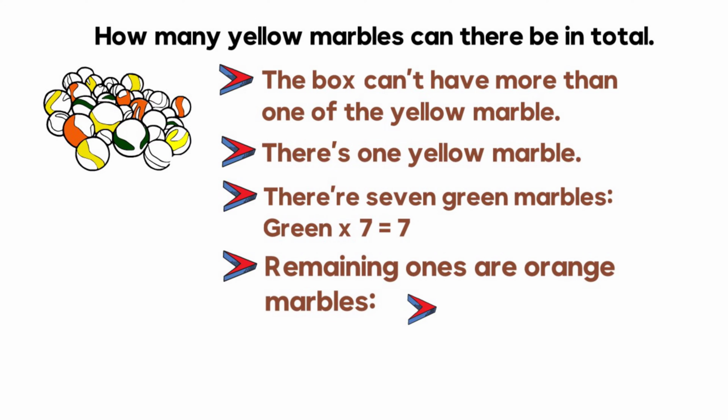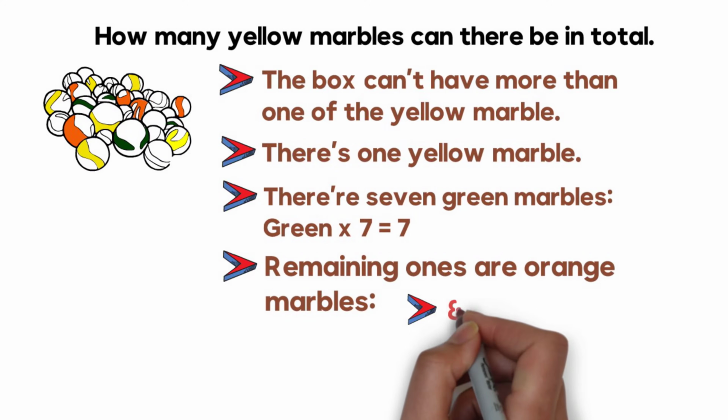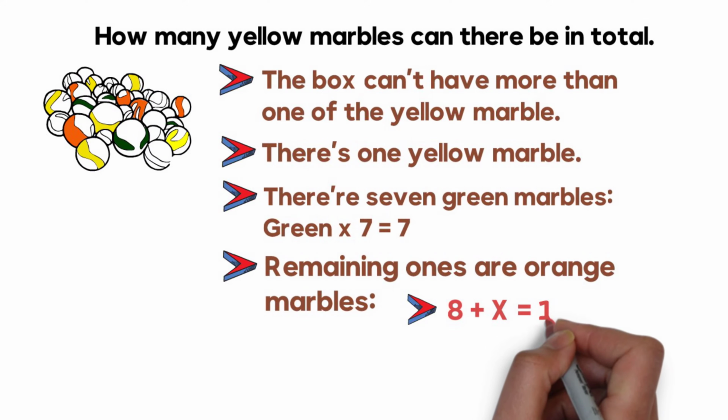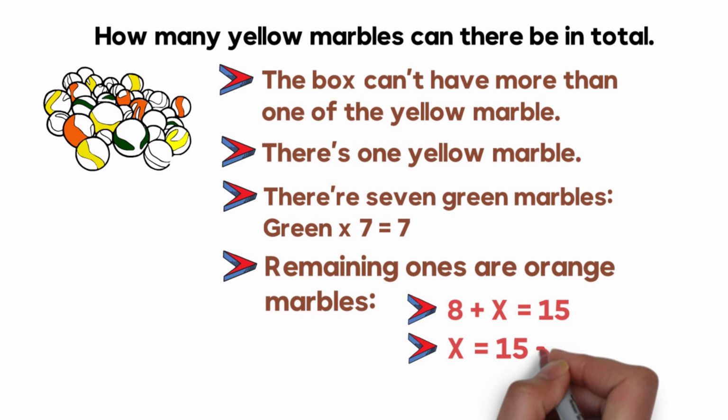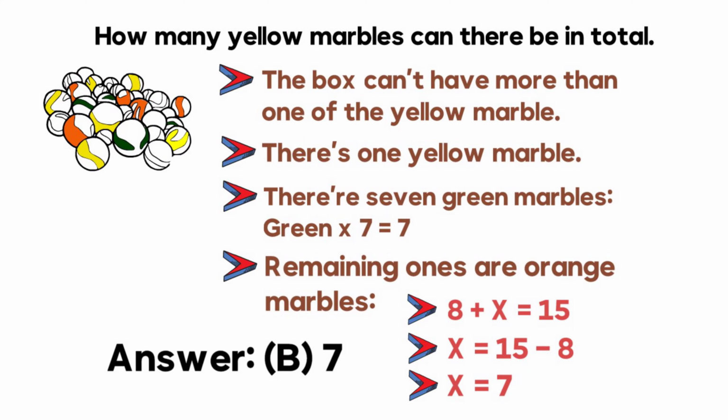And we can easily calculate it by using the formula 8 plus x equals 15. So x is calculated by subtracting 8 from 15. The x equals 7. The correct answer here then is choice B, 7. Hopefully you've nailed this question and now know how to answer similar problems on the test.